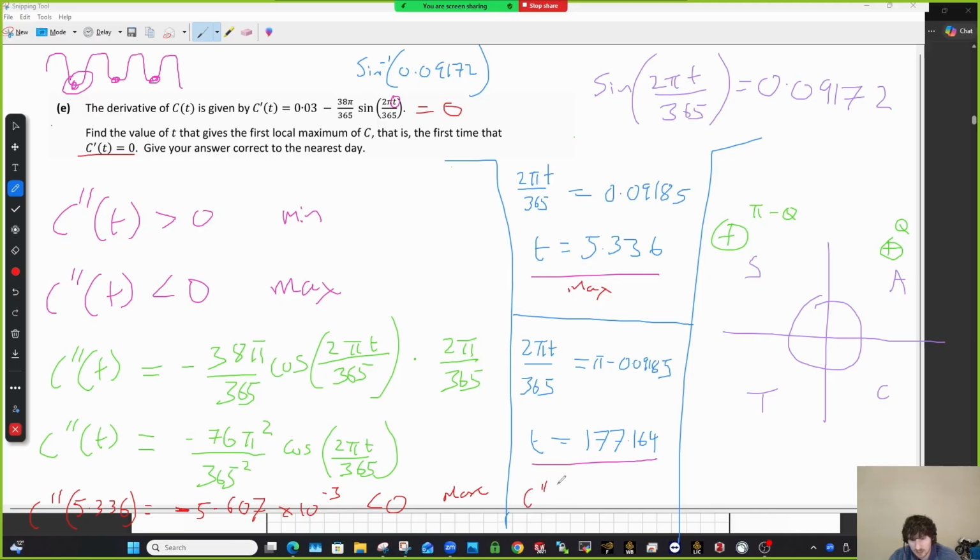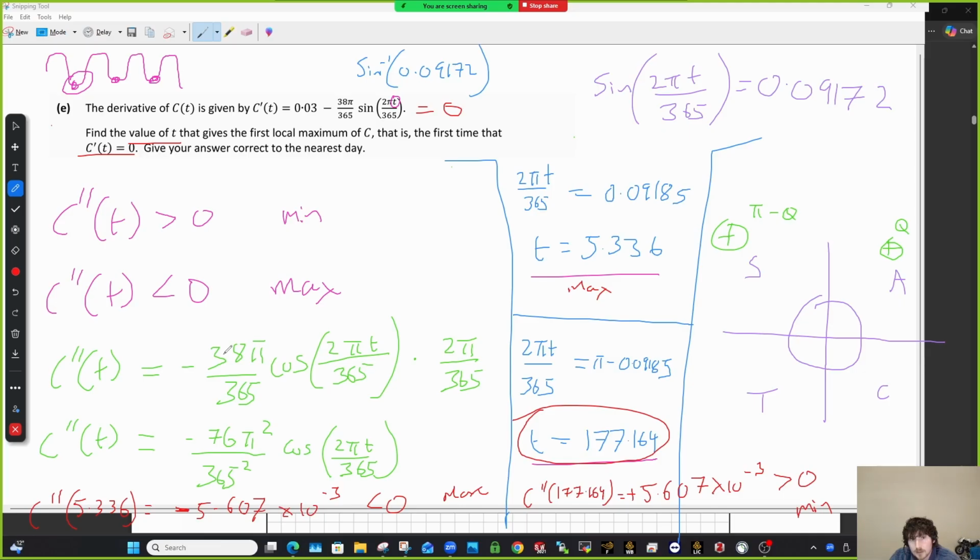So we go c dash dash 177.164, and hopefully this number is greater than 0. Let's check. So yeah, I put that in there and it's good. It's basically the same number. This is usually what happens. It's the exact same number, but it's got a positive on it. See, it's a plus. And so because that's greater than 0, that is the minimum. Okay, so the first minimum occurs when t is this. And that's what we're after, the value of t.